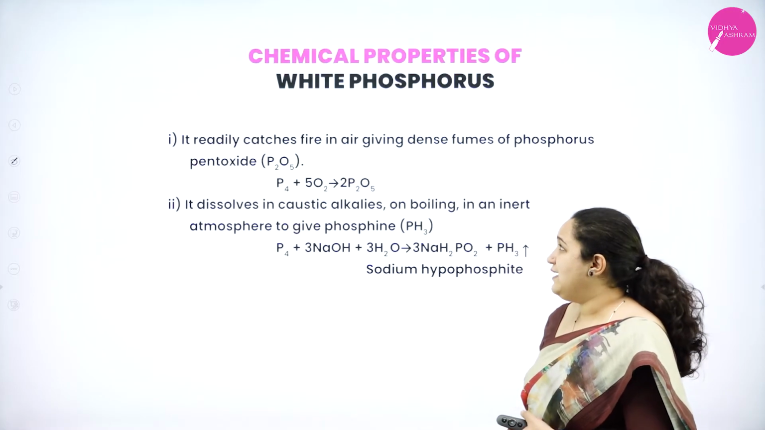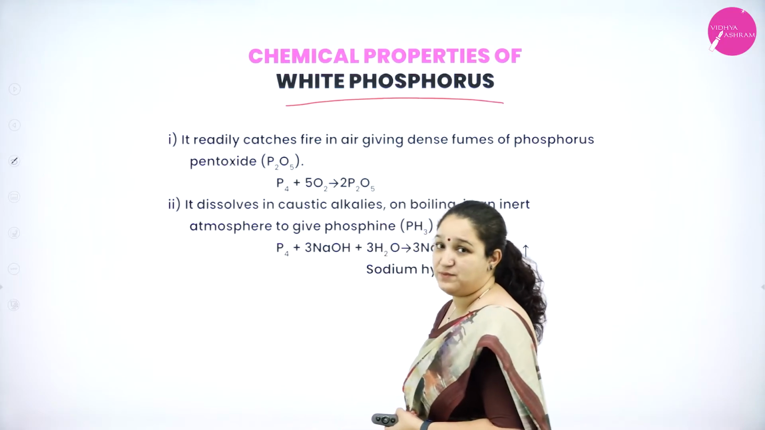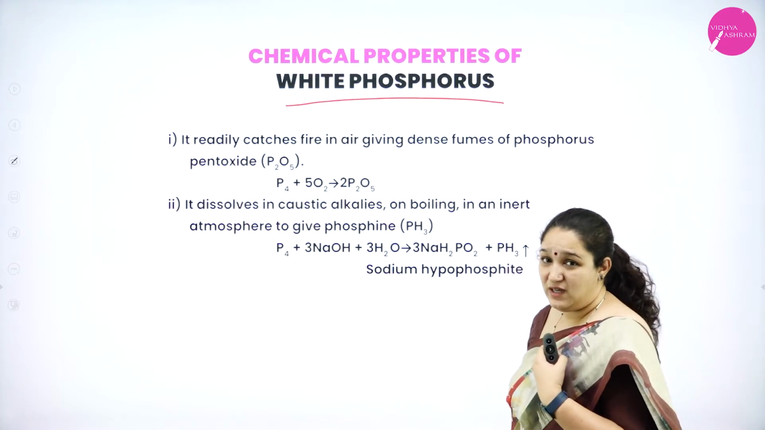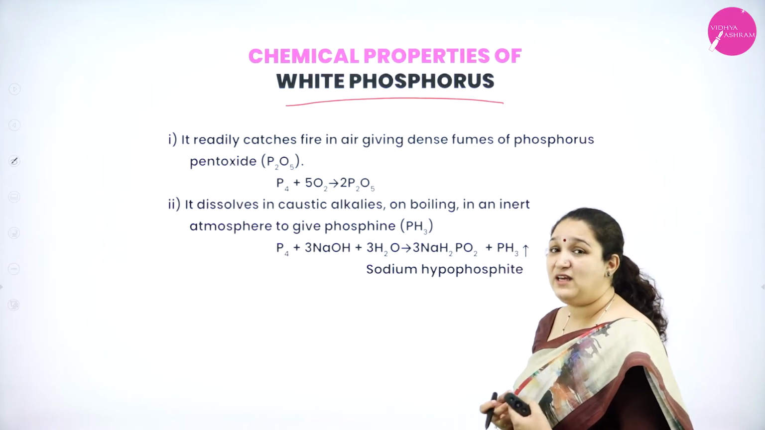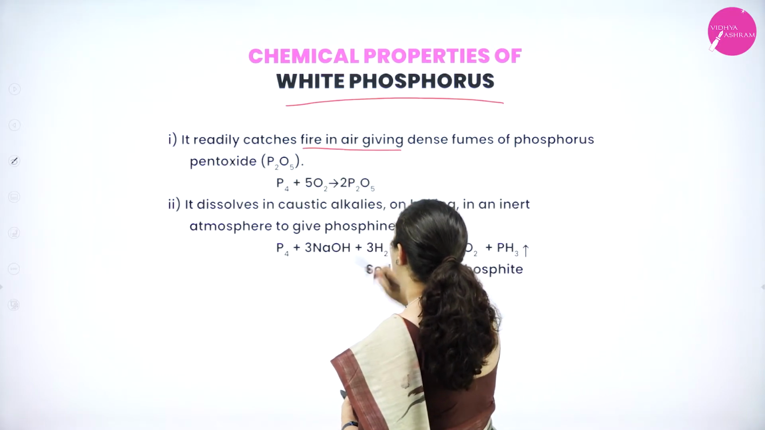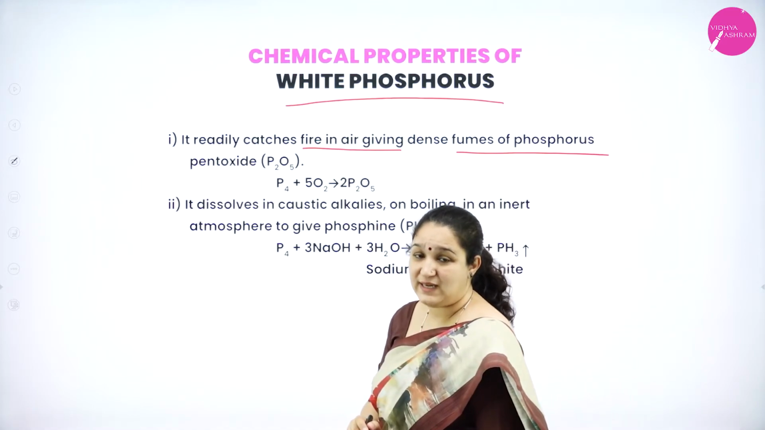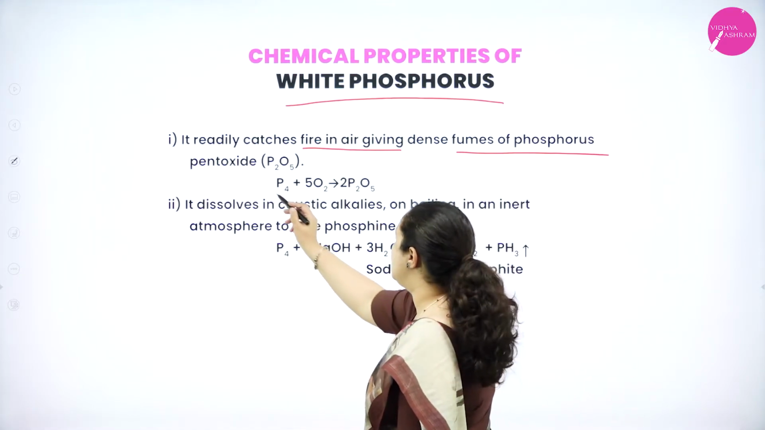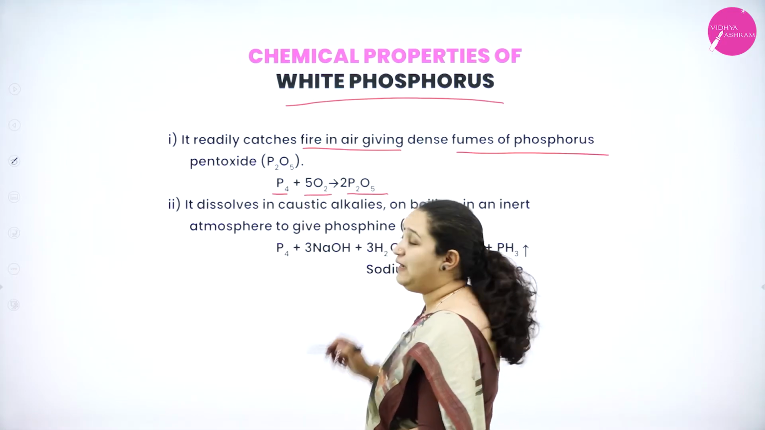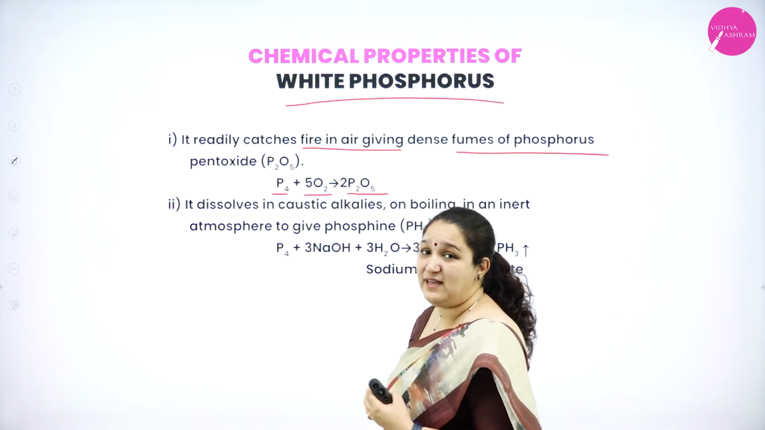Next is about the chemical properties of white phosphorus. I told you white phosphorus catches fire immediately, as it has a very low ignition temperature. So it readily catches fire in air, giving dense fumes of phosphorus pentoxide, that is P2O5. So you can see P4, that is white phosphorus, with oxygen will give P2O5. So it will catch fire and give white dense fumes.